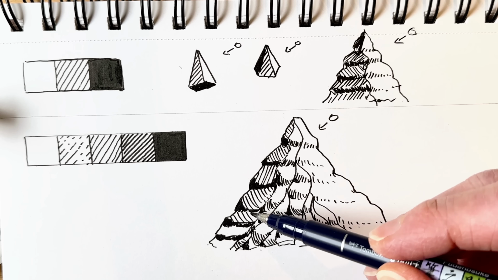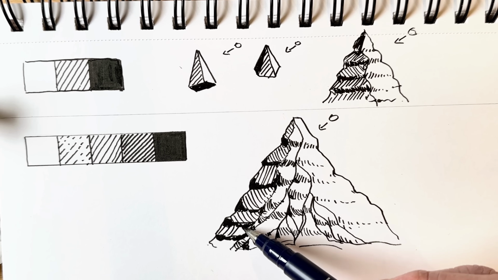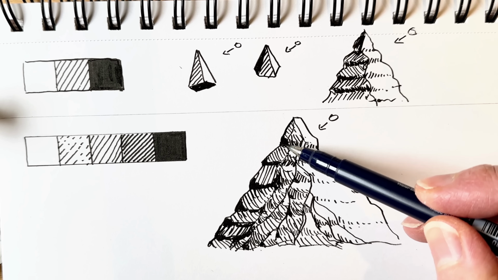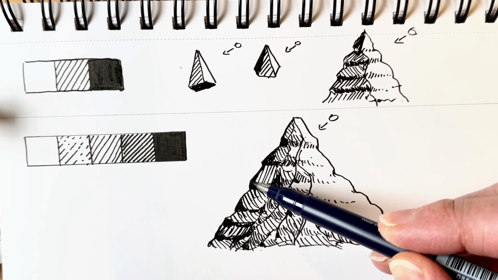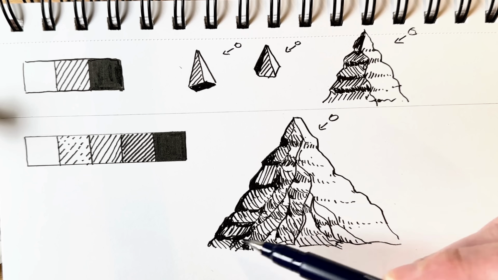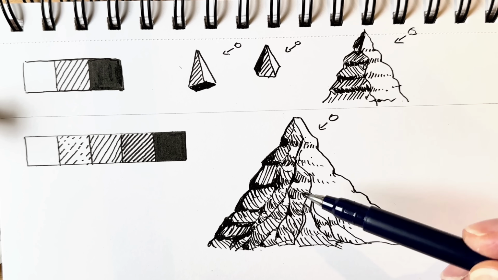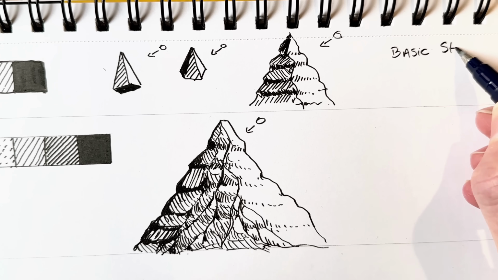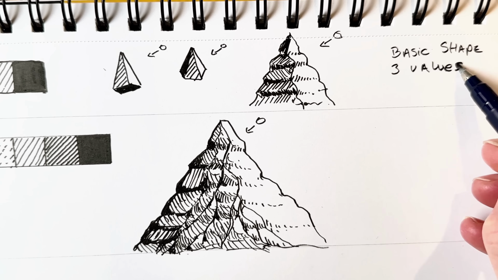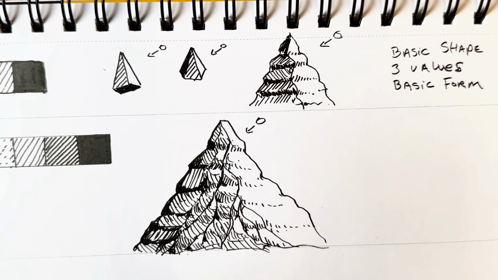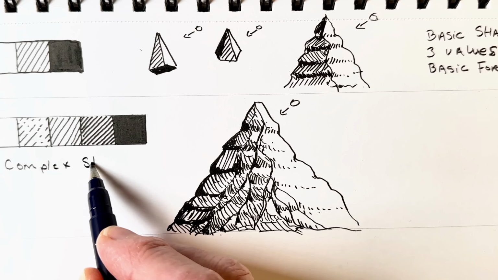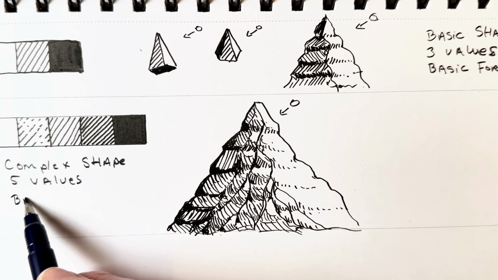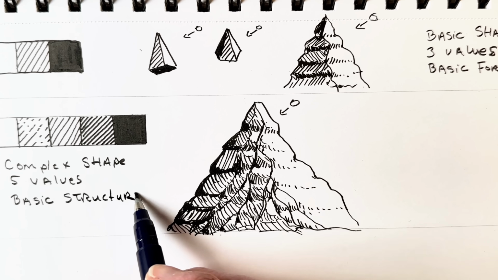It's more convincing if the entire backside of the mountain is shaded in a gradation, from dark to lighter tones. If you throw in a few irregular marks and vary the direction of the strokes, it gives an indication of texture as well. We started with basic shapes, and with only 3 values, gave those shapes volume and form. We then gave that shape more complexity, shading it with 5 values to establish a basic structure.